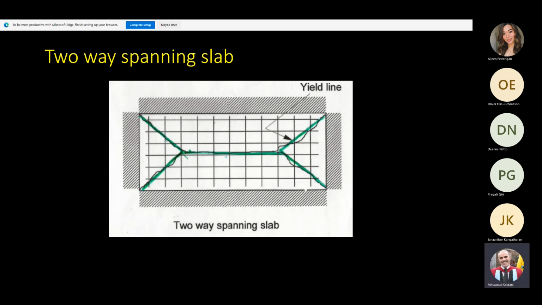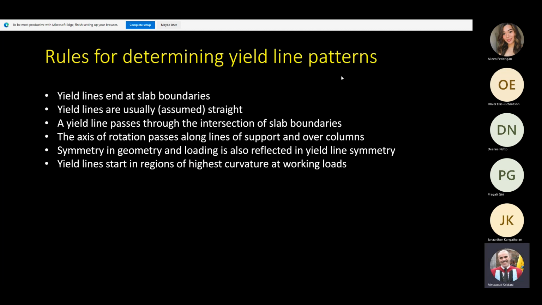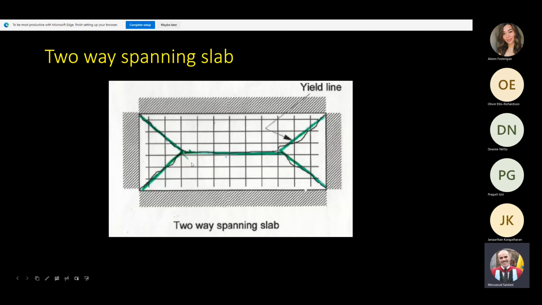Okay, how do we know how a pattern forms? I think there are some rules that we can follow. Number one, yield lines end at slab boundaries. Look here. Can you see the yield line here where it stops? It stops at the boundaries. See that? Yeah. So these are the slab boundaries here, there, and there, and this is where these yield lines stop.